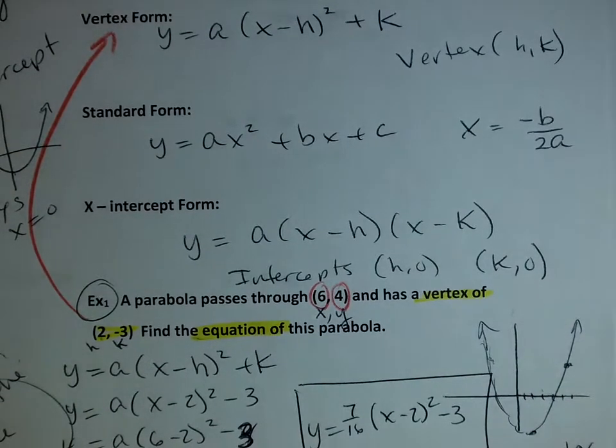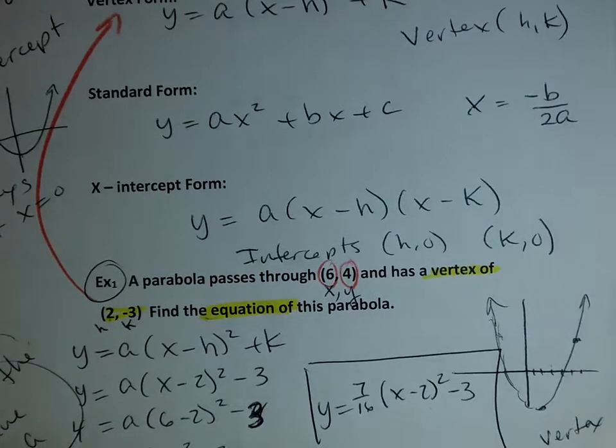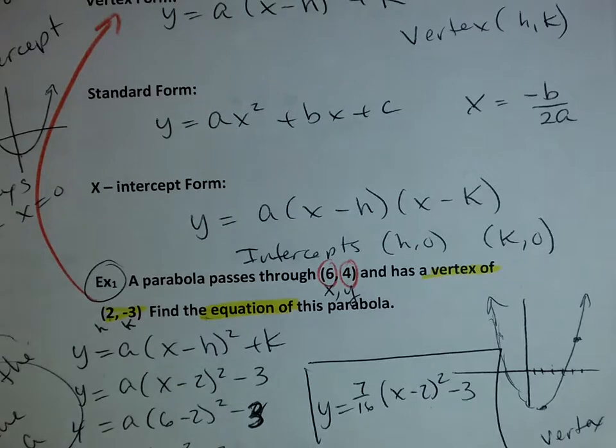All right, so I'm going to go ahead and write that down. So my intercept form is y equals a times (x minus h) times (x minus k). And in this case, my intercepts are 2 and 8, right? 2 and 8, so I'm going to put my 2 in.